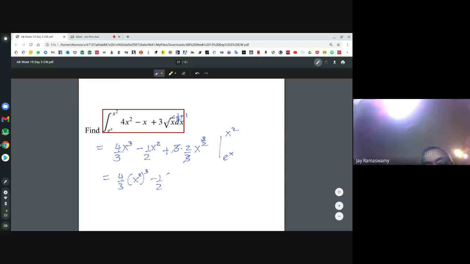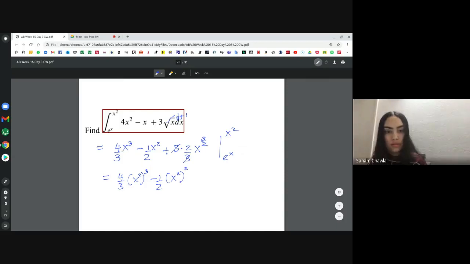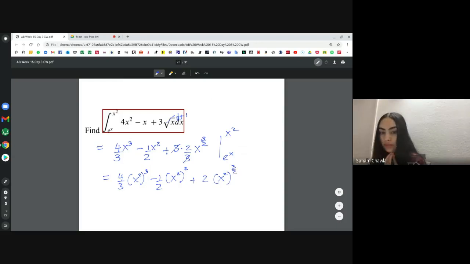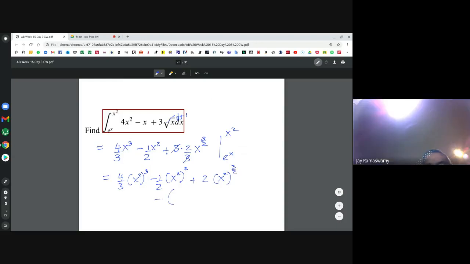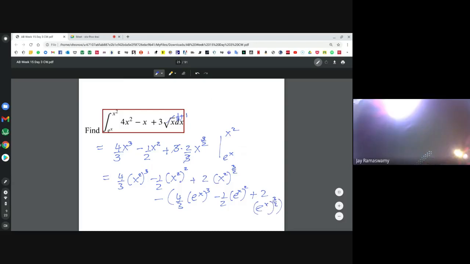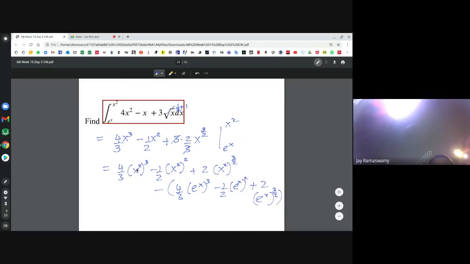Minus 1/2, x squared squared. Plus 2, x squared to the power of 3 halves. Very good. Minus parentheses 4/3 e to the power of 3. Look down, you don't need to look at the board. Have a little confidence in yourselves. Check your work with the board after you finish. I'm in the last step, simplifying.